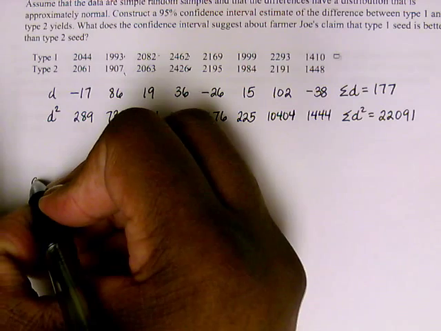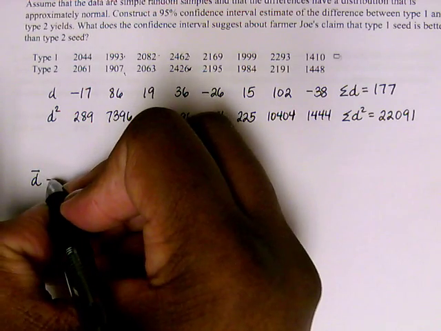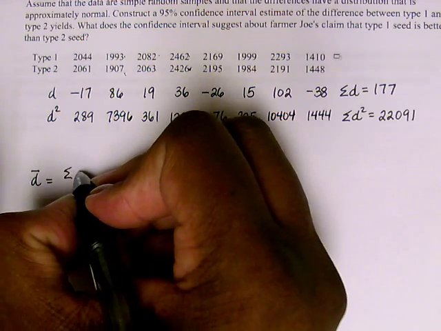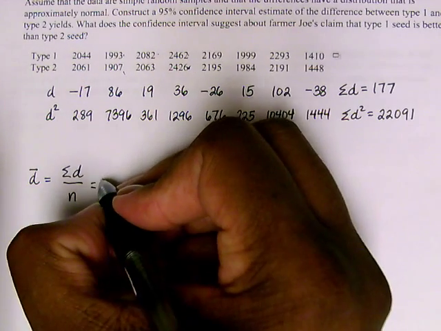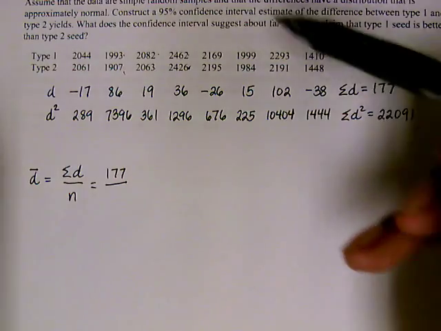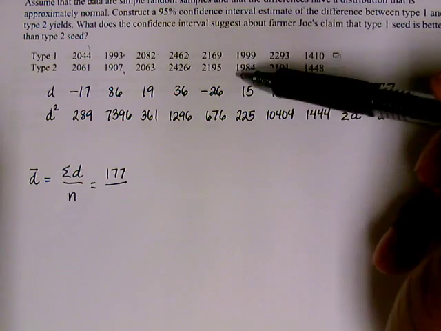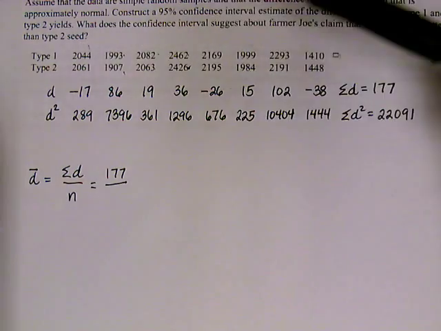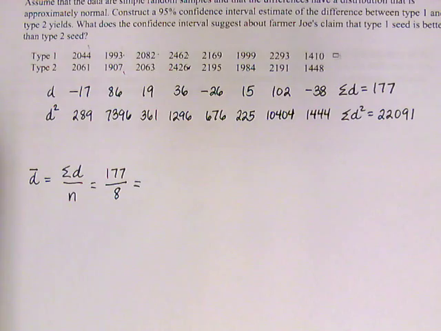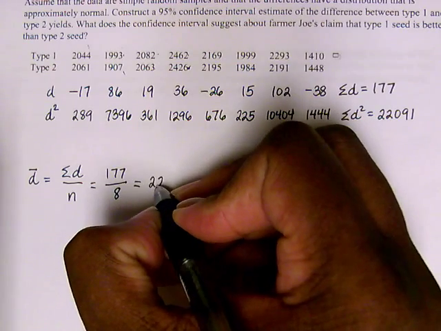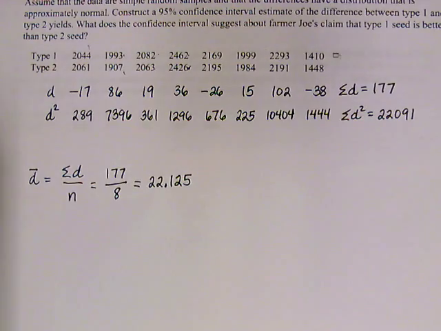Now I'm going to find out what d bar is going to be. D bar is the sum of your d's divided by n, and the sum of all your differences was 177 divided by 8 paired data. So it'll be 177 divided by 8, which will give you 22.125. So that's what d bar is, the sample mean of your differences for this sample.